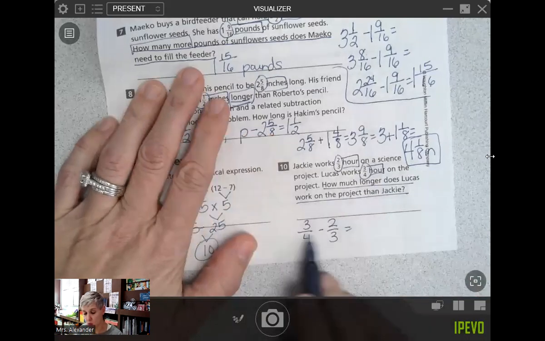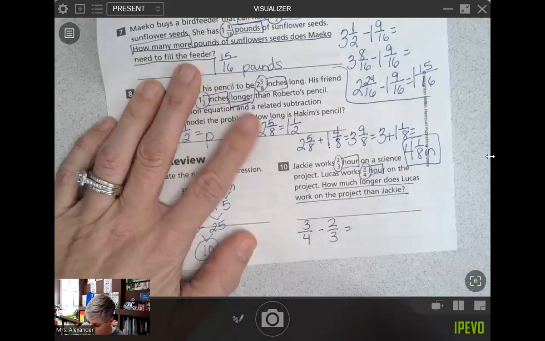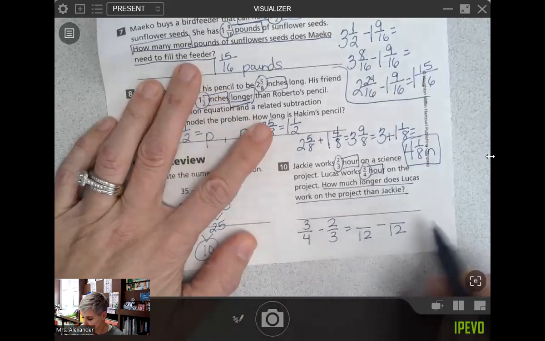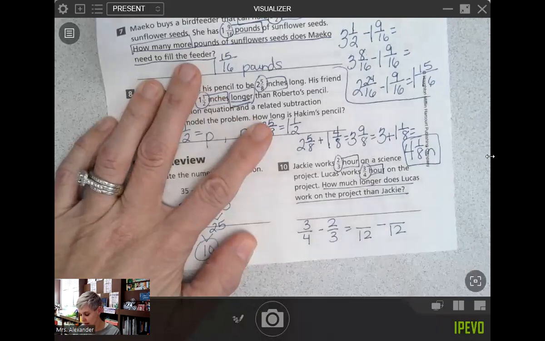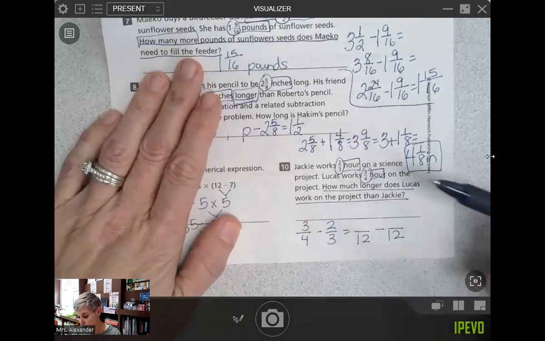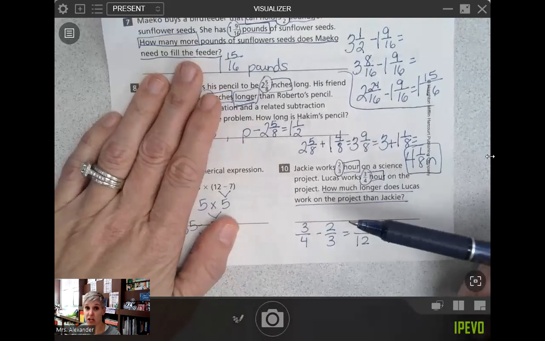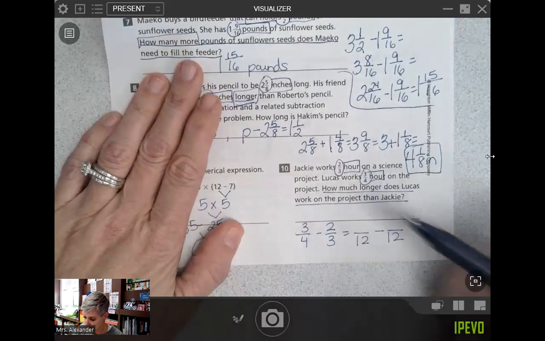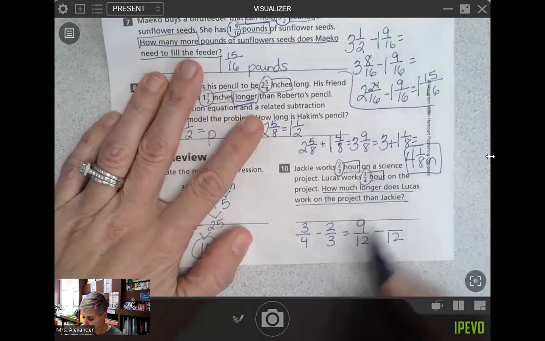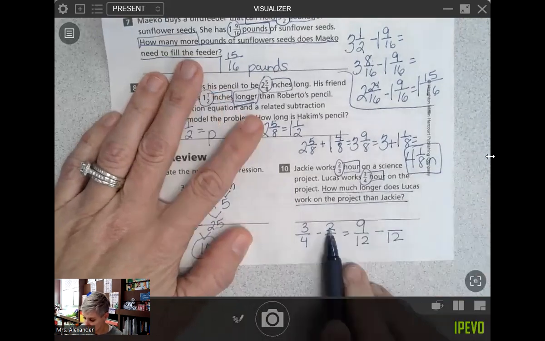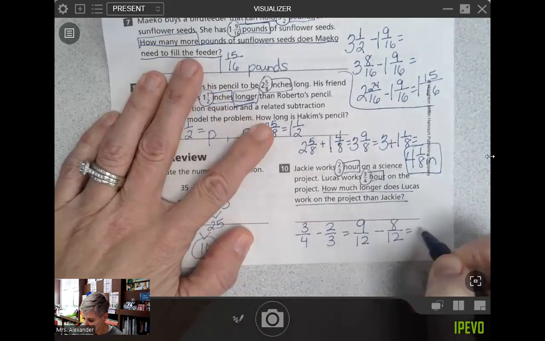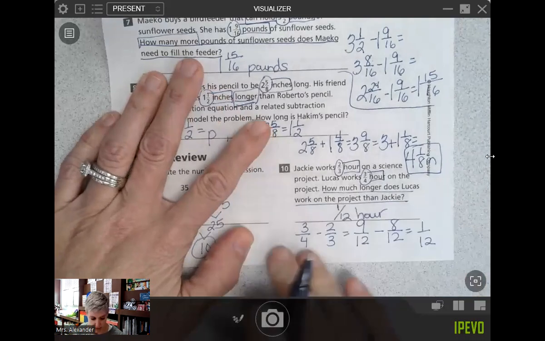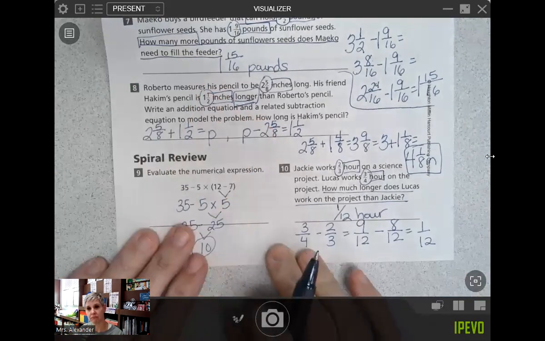Common denominator for 4 and 3 will be 12. So I'm going to rewrite my fractions both with the 12 in the denominator and then find that numerator. We know if we change the denominator, we change the numerator. 4 times 3 is 12, 3 times 3 is 9, 3 times 4 is 12, 2 times 4 is 8. We get a difference of 1/12 of an hour, and that will be our final answer.